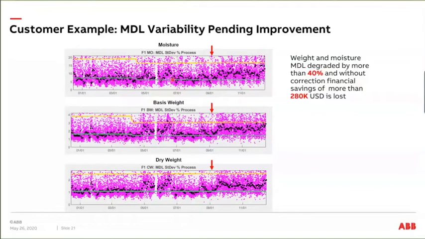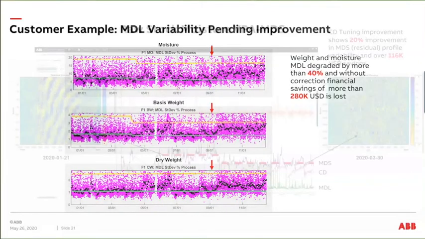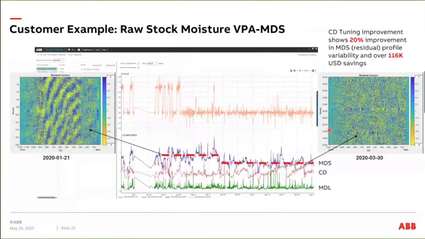Okay, so this example just shows how it was elevated, and the correction here, it's actually $250,000 of savings if they can get that MDL back to where it needs to be. Okay. The next one, this is one I think is really a neat example, is the MDS.